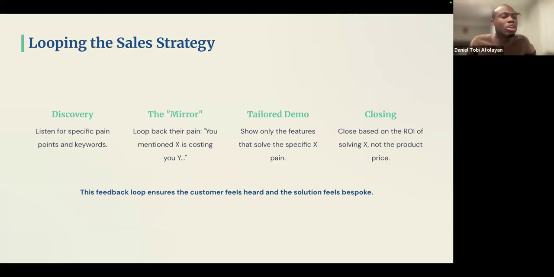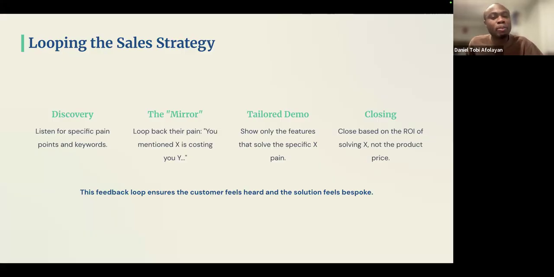Number one, listen to people's pain points and the words they use. Those words are what you now use to advertise online. Reflect their pain back to them. Be like a mirror, right? Tell them back: you mentioned that X is costing you Y. You mentioned that this problem is costing you this. It helps them think, ooh, this guy understands my pain, right?